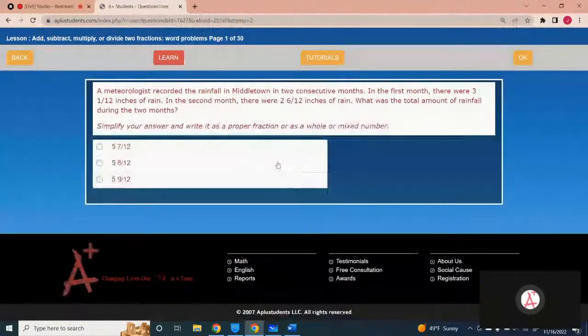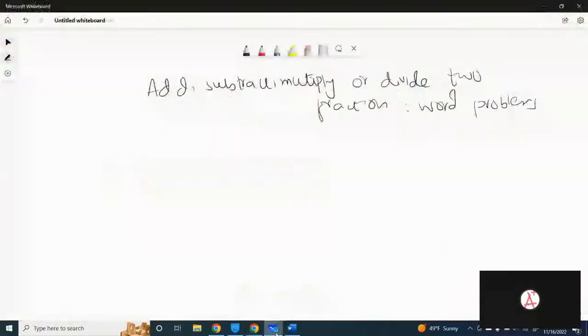A meteorologist recorded the rainfall in Middletown in two consecutive months. In the first month, there were 3 whole 1 over 12 inches of rain. And in the second month, there were 2 whole 6 over 12 inches of rain. What was the total amount of rainfall during the 2 months? Got it? You have to add them. It would be 3 whole 1 over 12 plus 2 whole 6 over 12.